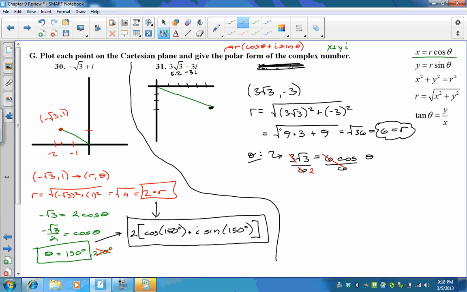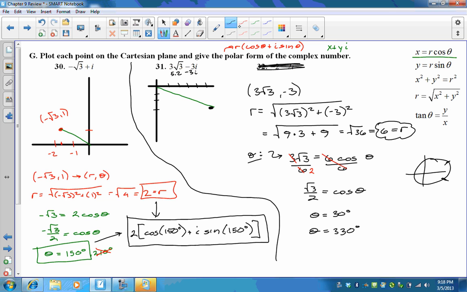Look at the unit circle. Cosine equals root 3 over 2 at 30 degrees, and again at this angle, which is 330. And you want to choose the one that's in the fourth quadrant. My point is in the fourth quadrant, so make sure you choose the point that is in the appropriate quadrant. That's going to be 330 degrees.